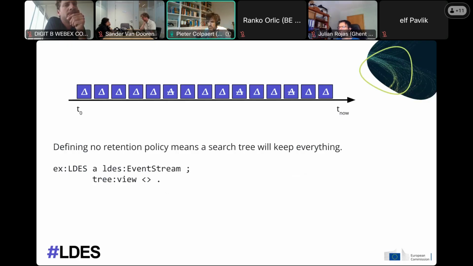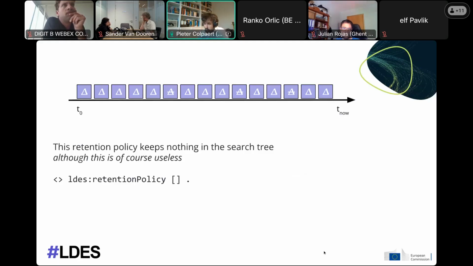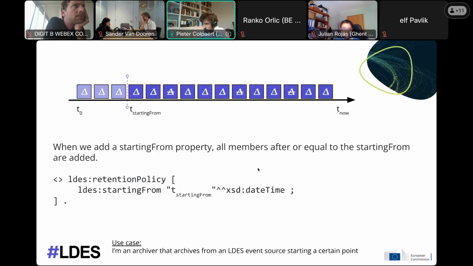In a view you can find all the members of your collection. So the same thing in the event stream here. However, if you define on your view a retention policy, and that retention policy has no additional properties to it, you actually assume that you keep nothing. So this is how you say that you keep nothing of a stream. Of course, it's quite useless. So you better start indicating things.